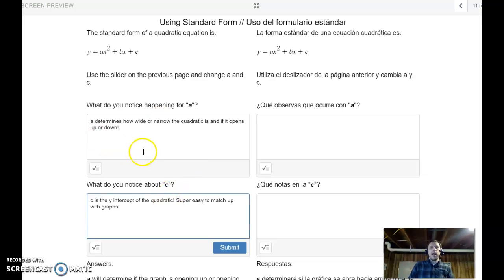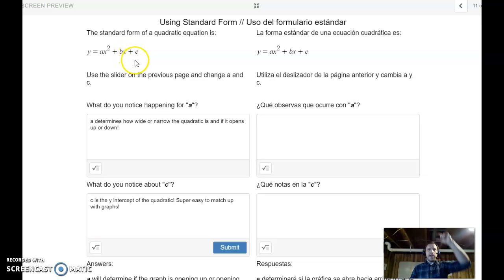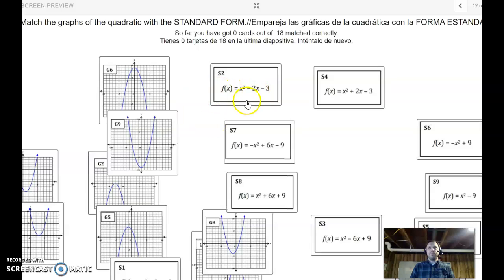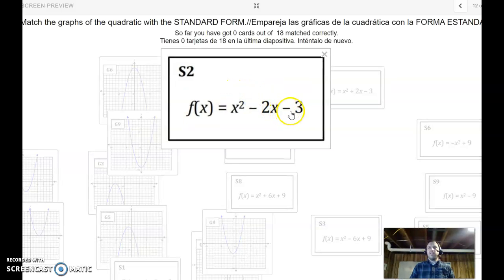So this is how I would use A, right? A determines if the graph is getting wide or narrow. Also, if it's positive, it's opening up. If it's negative, it's opening down. But C, this term back here, that y-intercept, really tells you where it intersects on the y-axis. So that one's really helpful in matching up graphs. So take a look here. Here I know that it's going to intersect at -3 and it's opening up.